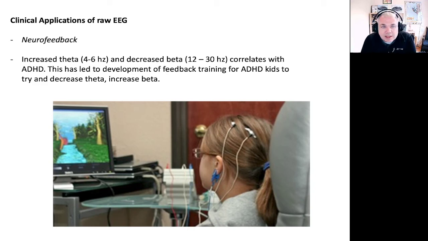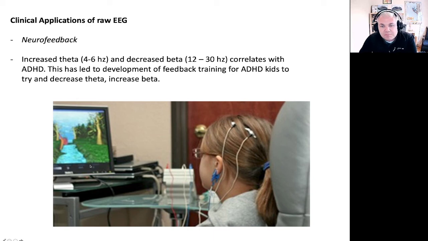Another clinical application is for the use of neurofeedback. So this is the idea that by allowing individuals to learn how to control their brain state, this might have some therapeutic worth. This has been looked at a lot with disorders like ADHD in children. So having children work with neurofeedback environments where you look at a particular aspect of their brain activity and that is fed back to them in some sort of way. In this case, it's fed back in the characteristics of this natural scene.